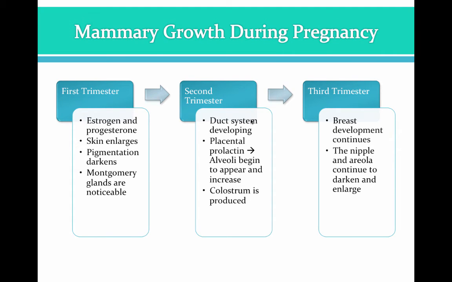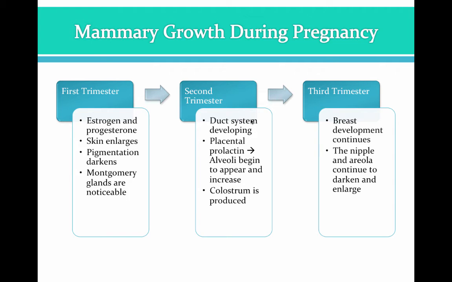Breast tissue development is more significant during pregnancy than any of the development that was made during the menstrual cycles. During the first trimester of pregnancy, estrogen and progesterone levels cause the duct system to multiply. Skin enlarges and the circumference of the nipple and areola enlarge. The pigmentation becomes darker around the areola, and the Montgomery glands become more noticeable. They're usually not noticed before pregnancy, but during pregnancy, the Montgomery glands become more noticeable.